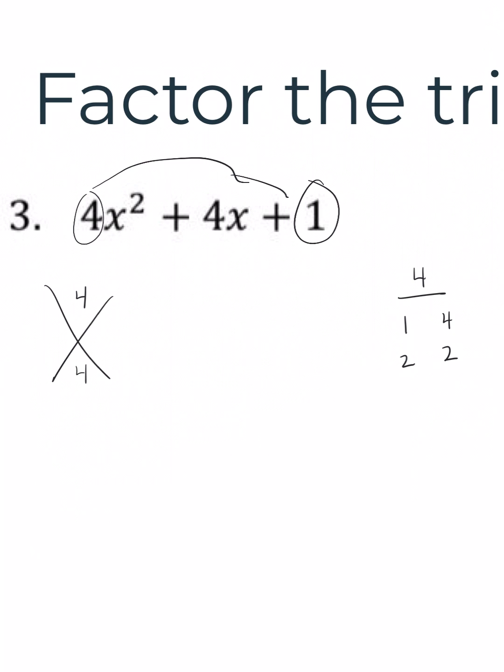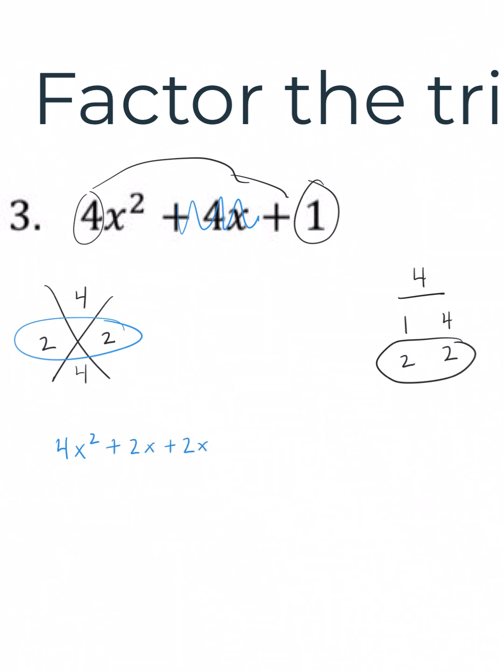Okay, they're all positive, so these all can stay positive. What multiplies to 4 but adds to 4 is 2 and 2. So I'm going to put a 2 here and a 2 here. Okay, now I'm going to rewrite, and this middle piece right here, I'm going to replace this 4x with these. Okay, so I'm going to start with 4x squared plus 2x plus 2x, and then I'm going to end with my c value.